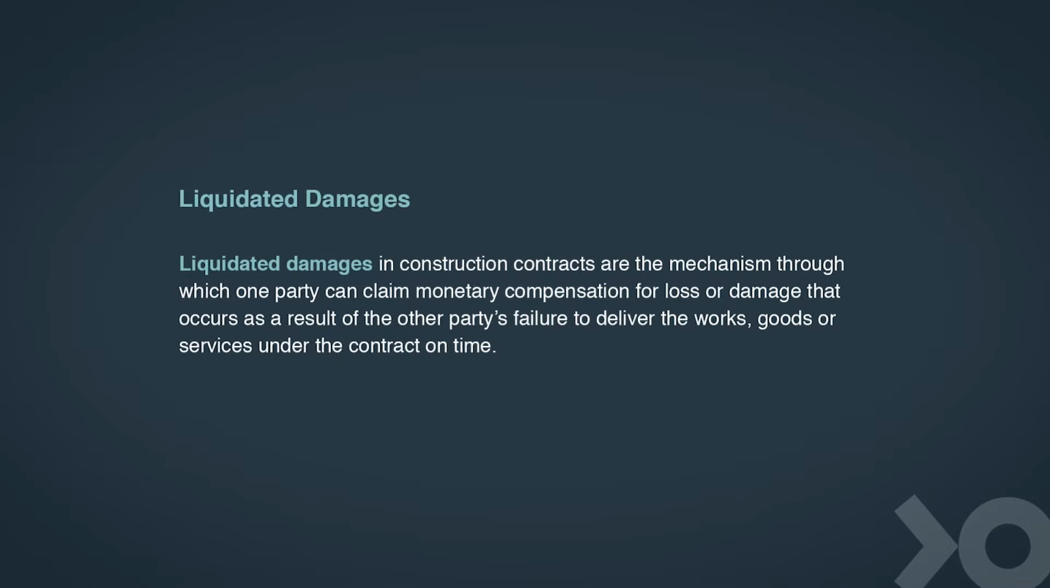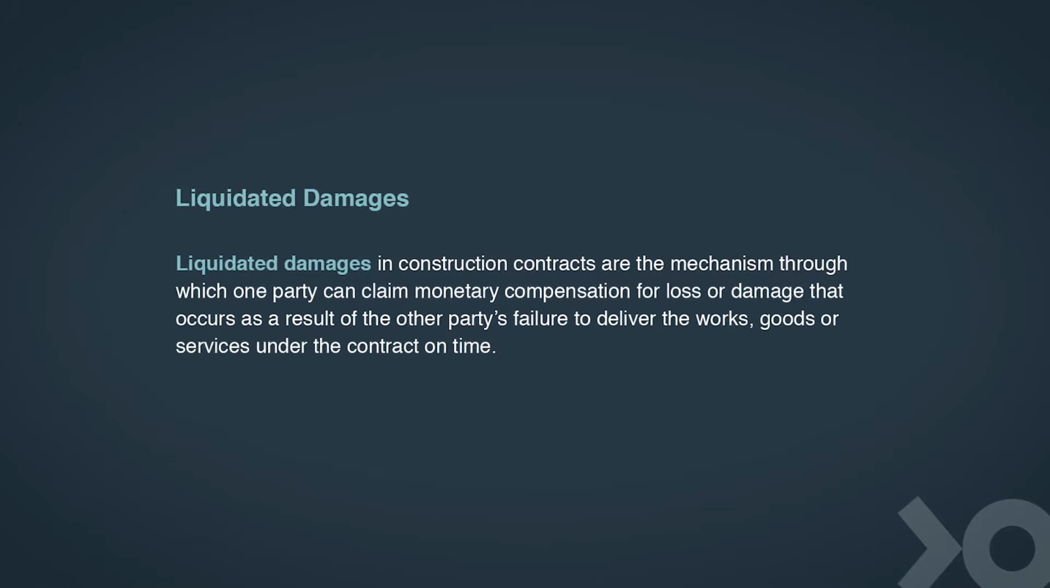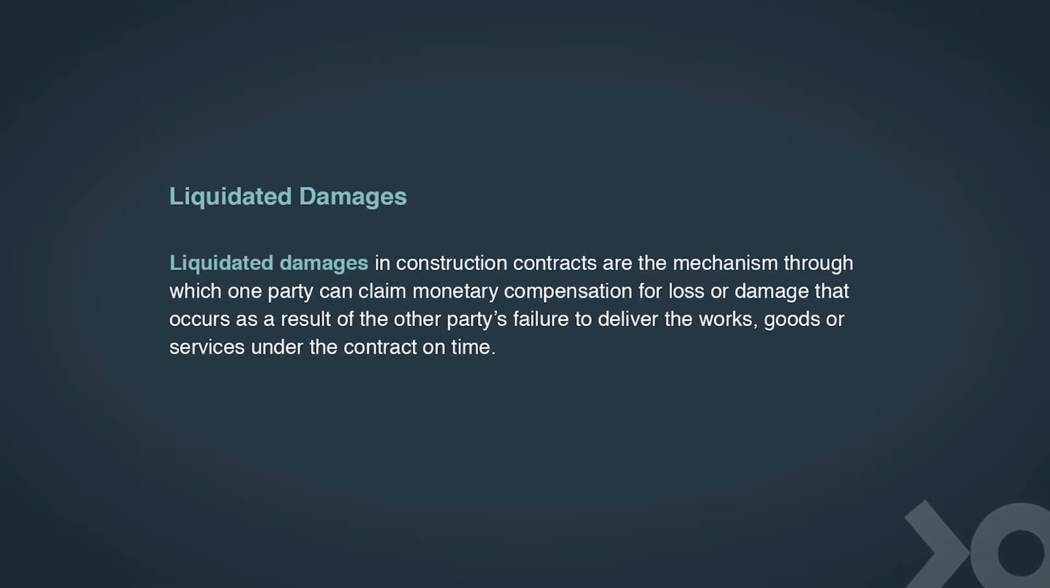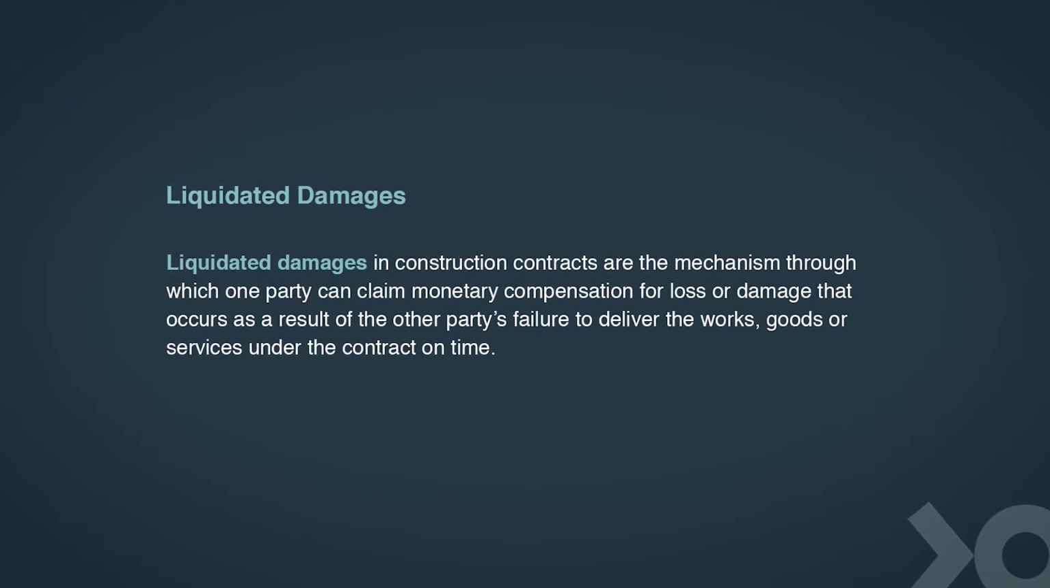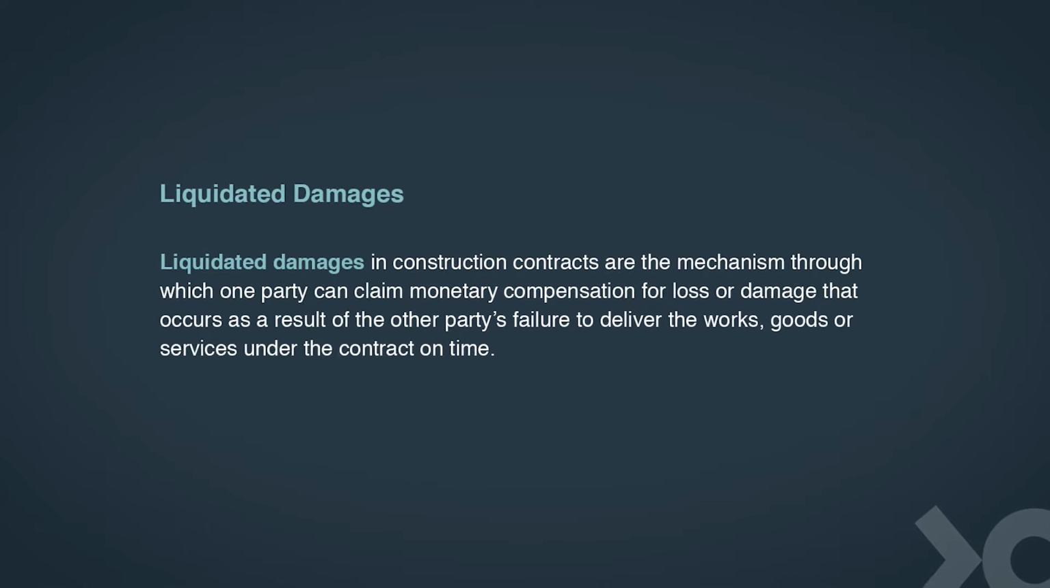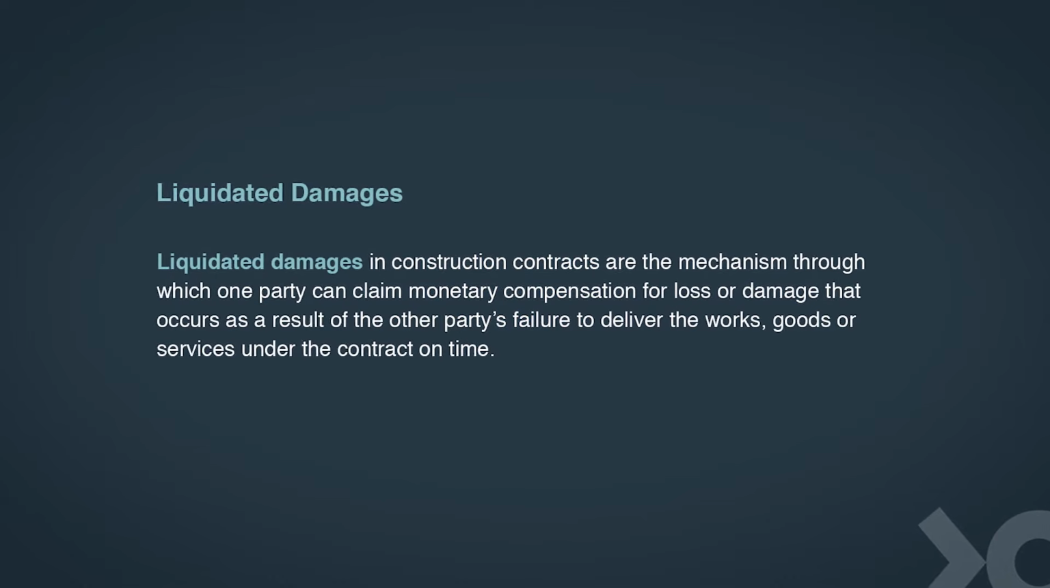The key to managing the risk of your project running over time is to get your builder to commit to a significant but fair liquidated damages in the project's build contract. Liquidated damages in construction contracts are the mechanisms through which one party can claim monetary compensation for loss or damage that occurs as a result of the other party's failure to deliver the works, goods, or services under the contract on time. Liquidated damages are a non-negotiable for all our build contracts here at Little Fish, no matter how big or small the project and how well we know the builder.